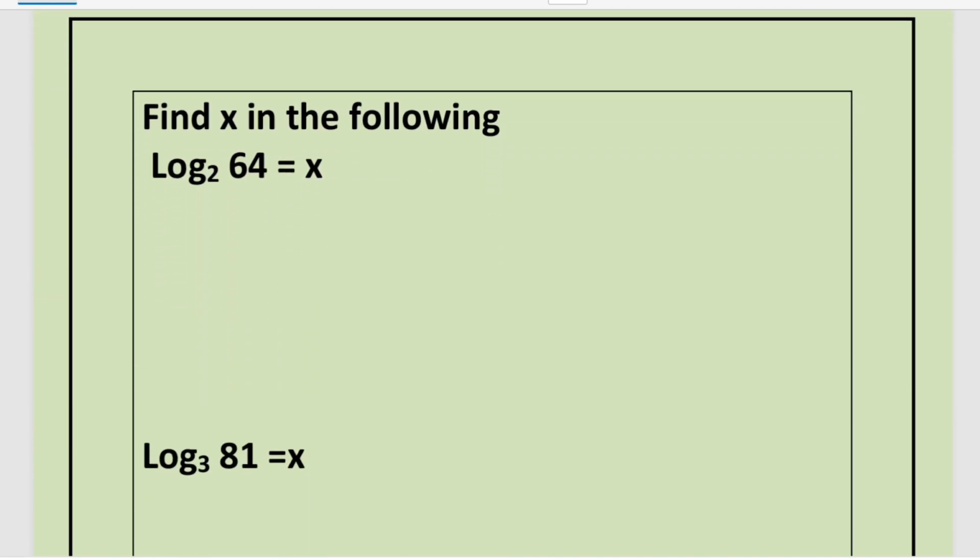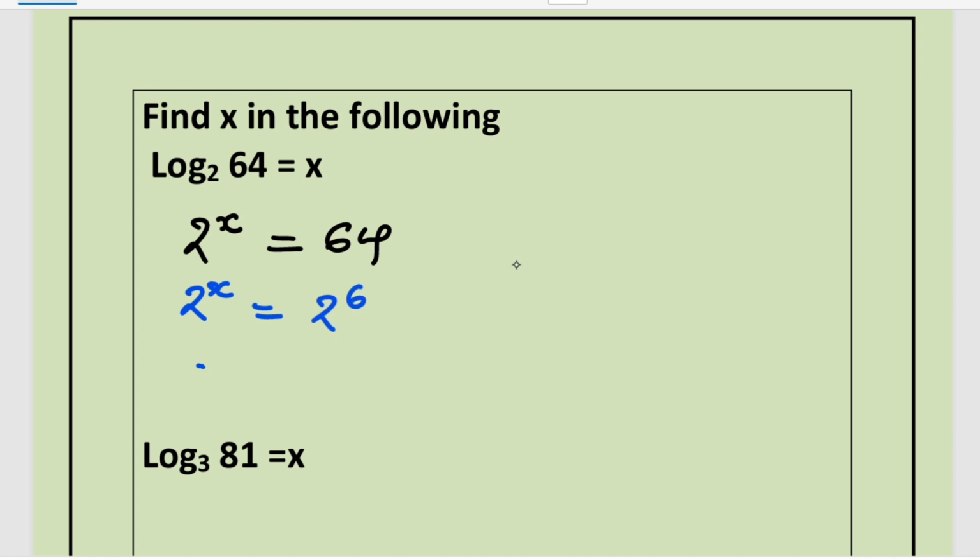Let us work on these questions. Find x in the following. Log to base 2 of 64 is equal to x. So the concept that we have just learned about writing from index to logarithmic notation and back will help us to be able to answer this question. So now this one will require us to write in index notation. So the base is 2, the power is x, and the result is 64. Express 64 to the lowest base, to base 2. So we shall have 2 raised to power x is equal to 2 raised to power 6. So in this case, x is equal to 6 because the bases are the same.